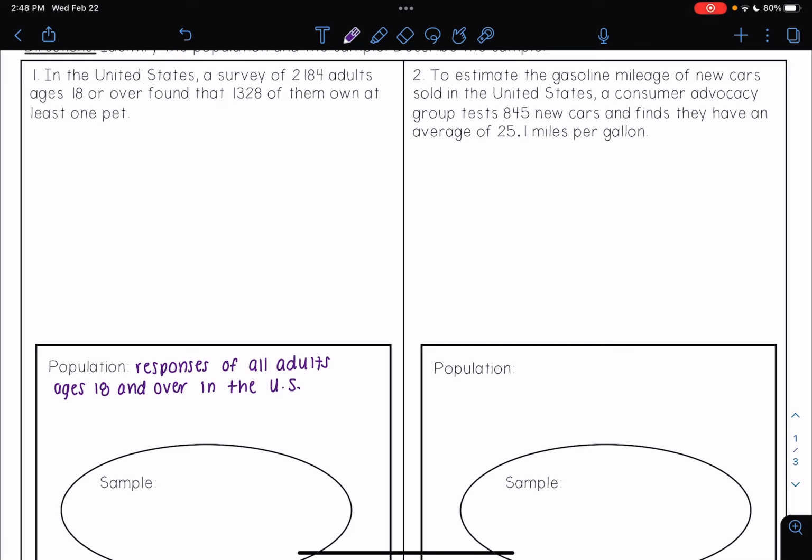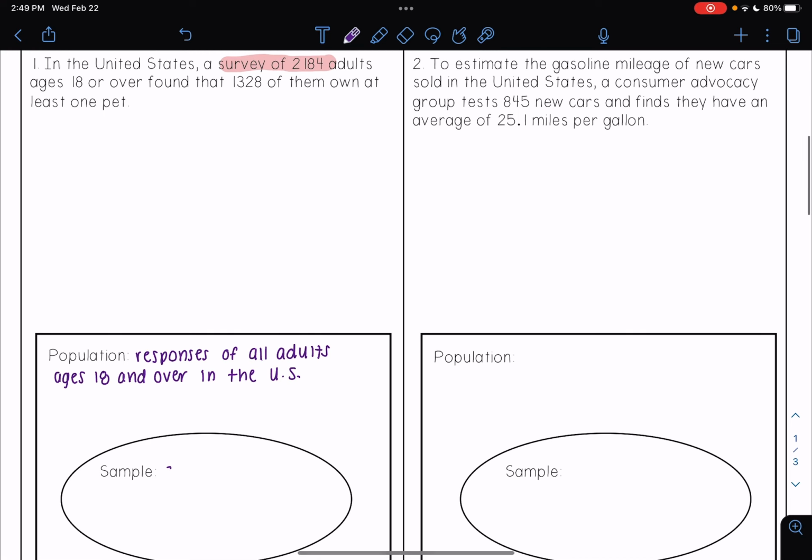Here we are looking at a sample of them, and so here the sample is how many were actually surveyed. So we didn't survey all of the population. We didn't survey every single adult ages 18 or over in the U.S. Instead, we see that we surveyed 2,184 of them. And so my sample would be 2,184 responses of adults in survey.